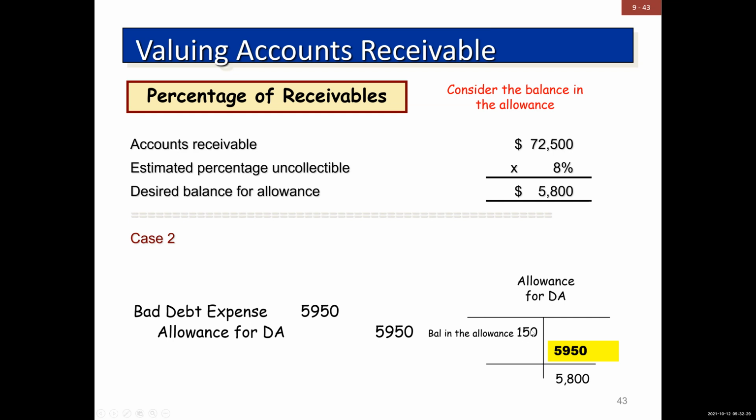But anyway, we need 150 just to get it from debit 150 to zero. And then we need another 5,800 to get it to where it needs to be, 5,800. So basically, how do you get from a 150 debit to a credit of 5,800? You need 5,950, and that's what we do. Debit bad debt expense 5,950, credit allowance for doubtful accounts 5,950. Okay.